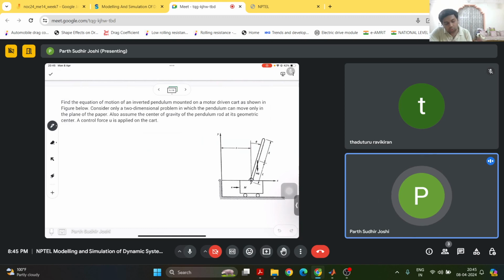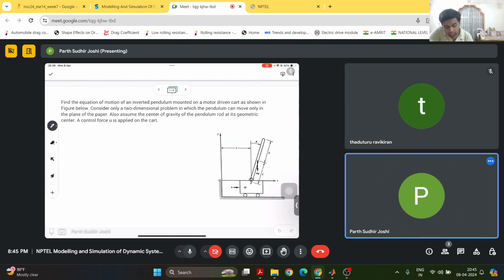look at this problem. So it shows an inverted pendulum mounted on a motor driven cart. The pendulum can move only in the plane of the paper, and the center of gravity of the pendulum rod is at its geometric center, and this force U is applied on the cart. So we have to find out the equation of motion for this inverted pendulum basically.